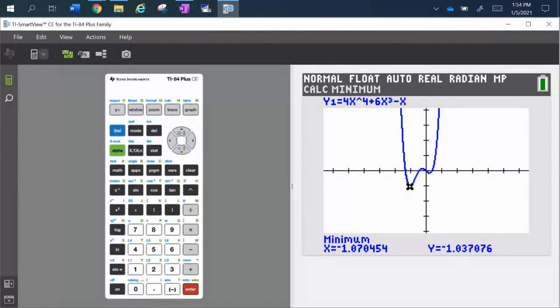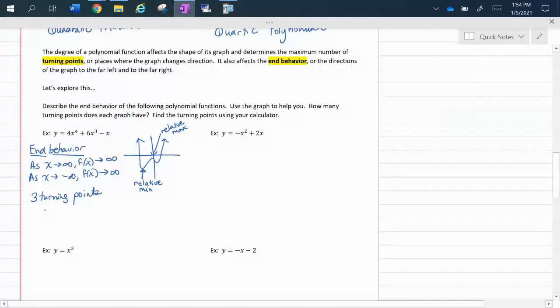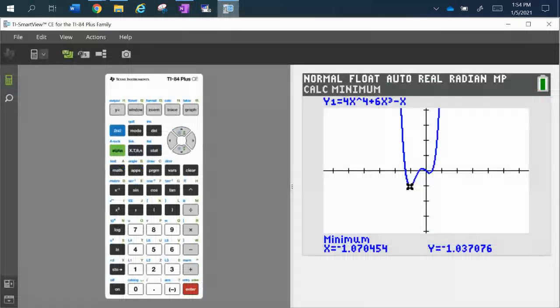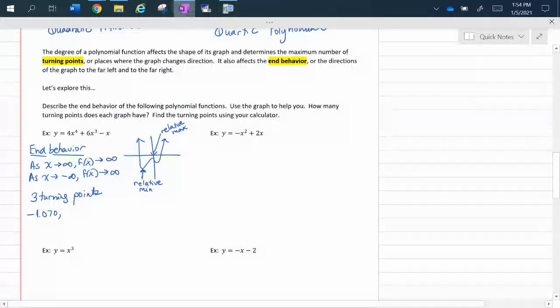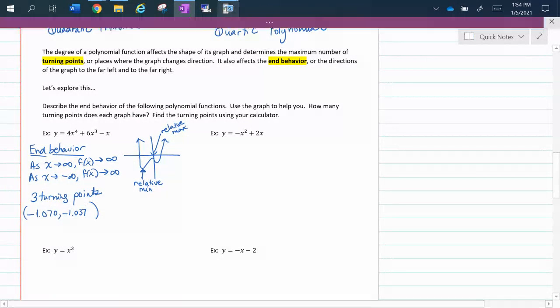Where does the minimum occur? At x equals negative 1.07. So we're just going to give it as an ordered pair for now, and we can talk more about it. So I'm going to say negative 1.070, comma, negative 1.037. Okay, so there's one turning point. Now let's find the next turning point.